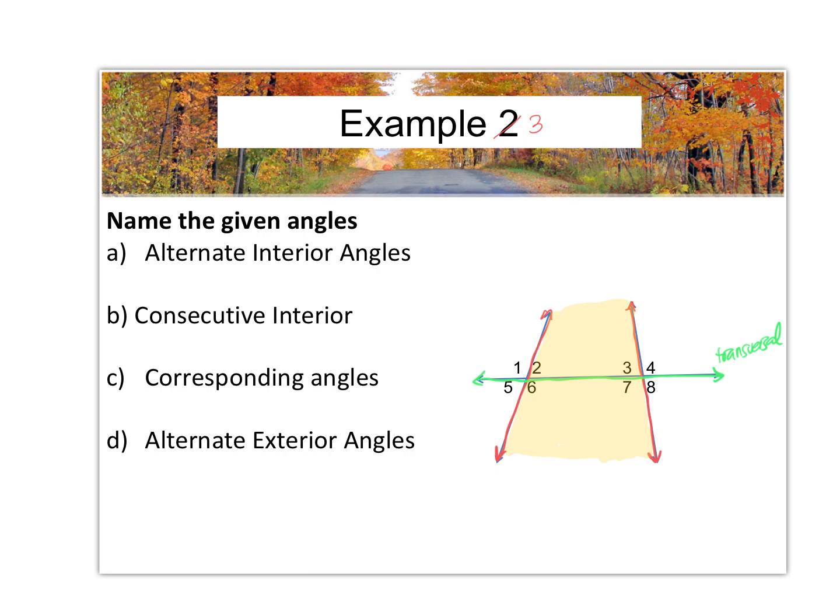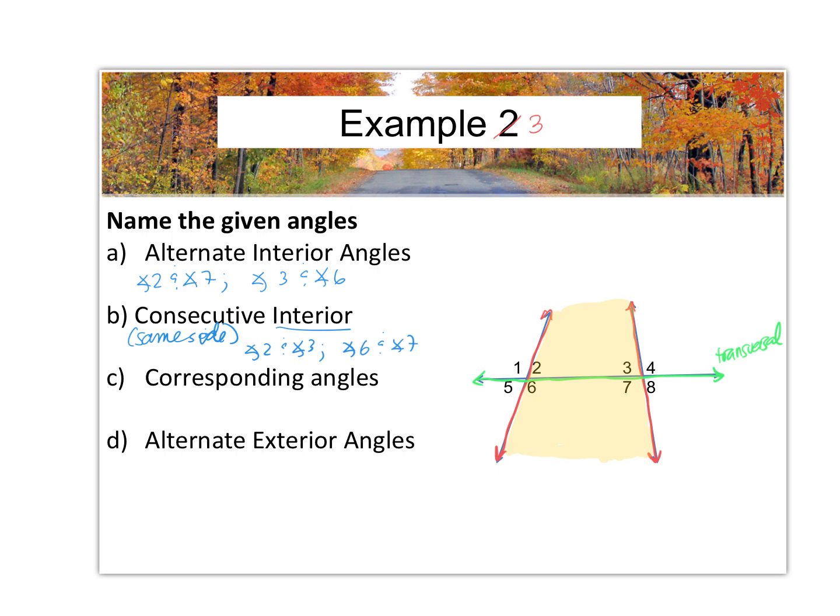So when I'm looking for alternate interior angles, I'm looking at angle 2 and angle 7, because those again are interior and they're on alternate sides of the transversal, as are angle 3 and angle 6. So those are two pairs of alternate interior angles. When I go to consecutive interior, notice consecutive and interior. So I know I'm looking at angles on the inside or interior of the red lines, and consecutive means same side. So the same side interior angles are going to be angle 2 and angle 3, and angle 6 and angle 7.